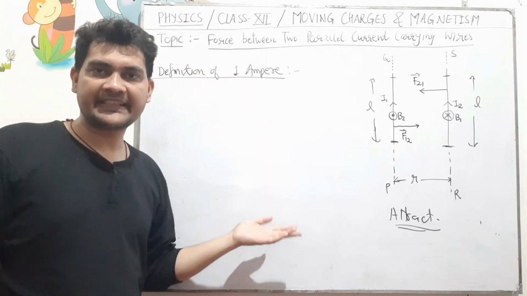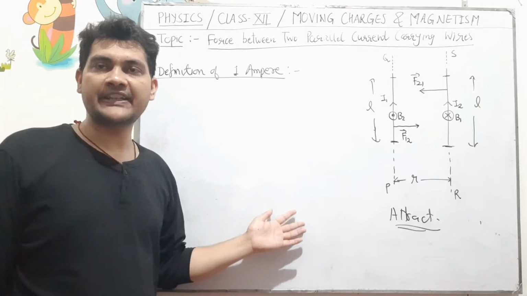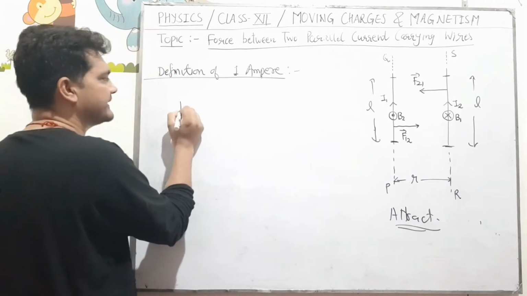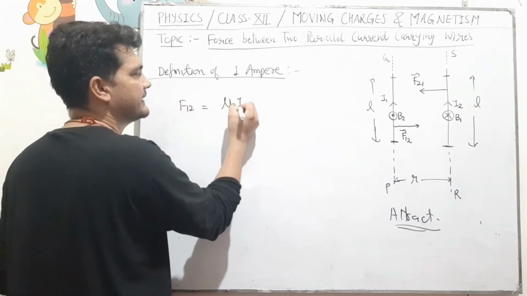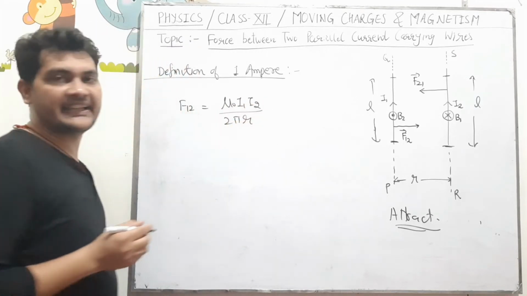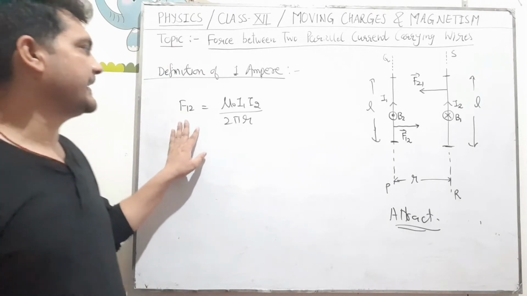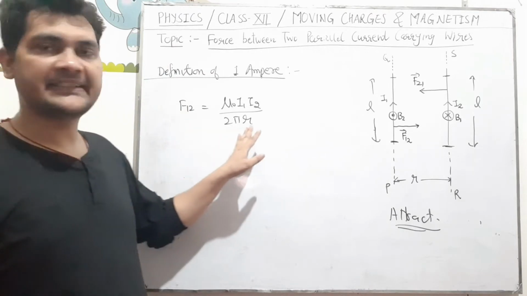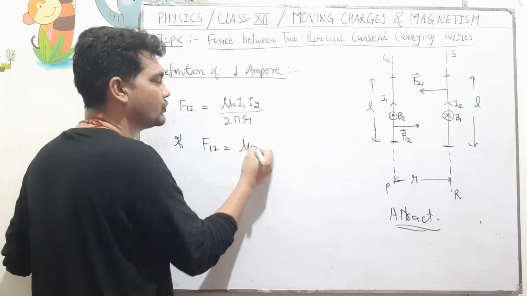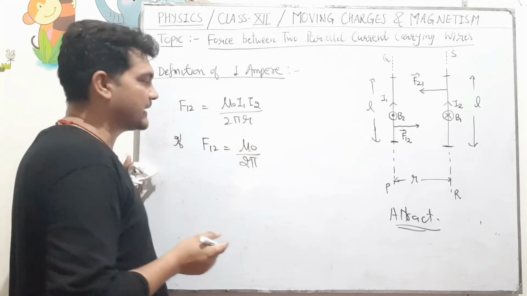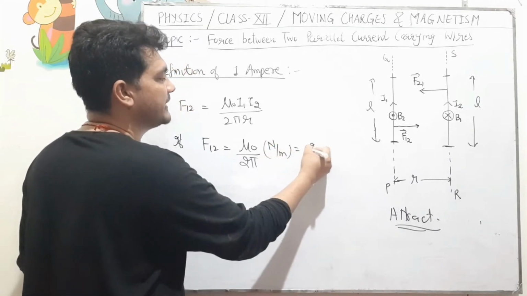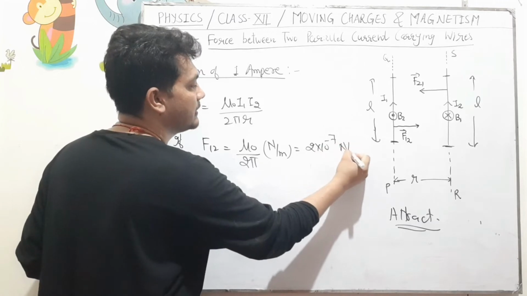So let us see what is the definition of this. What is the definition of 1 ampere using this expression? If there are 2 wires put parallel to each other carrying the currents I1 and I2, then force per unit length on these wires is given by this. Force per unit length of any wire of 2 wires is given by this expression. If we assume that force between 2 wires is equal to mu naught by 2 pi Newton per meter, this comes out to be 2 into 10 raised to power minus 7 Newton per meter.